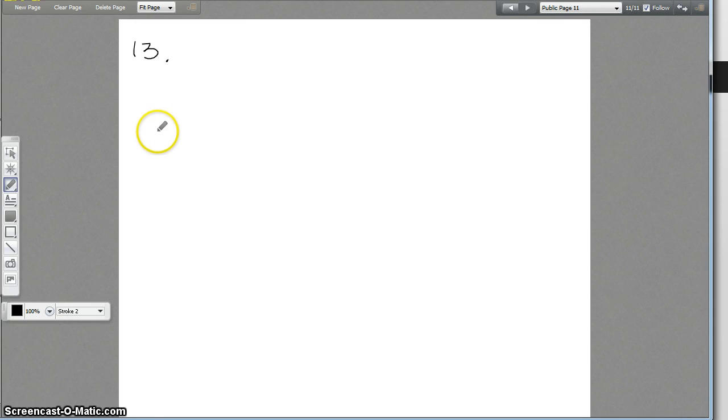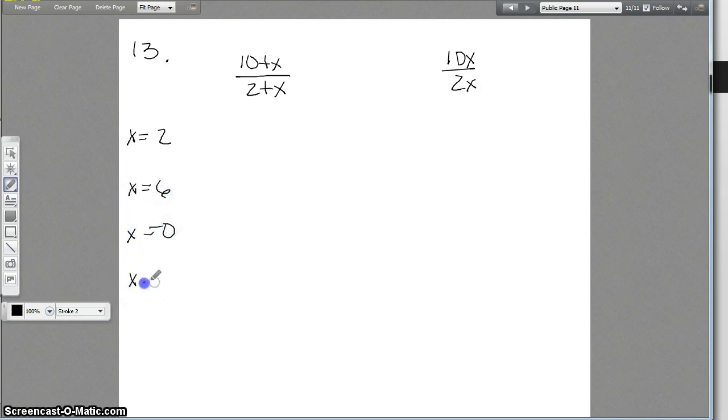It says, find the values of the following expressions for the values of x indicated. So we have two expressions here. We have 10 plus x divided by 2 plus x. And then we have 10x over 2x. And then we're going to check this for different values of x. X equals 2, x equals 6, x equals 0, x equals -1, and x equals -3.